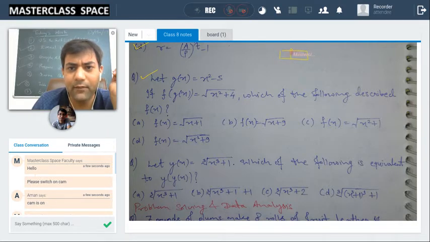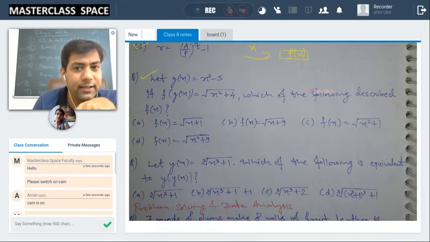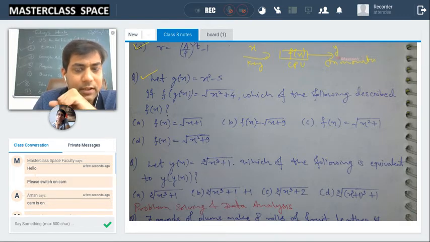For example, this is a function. What is a function here? You give some input, like a keyboard. In the CPU, this is like a keyboard. This is like a CPU. Some processing happens here, and you get output, which is like on the monitor. Got it? This is called function.